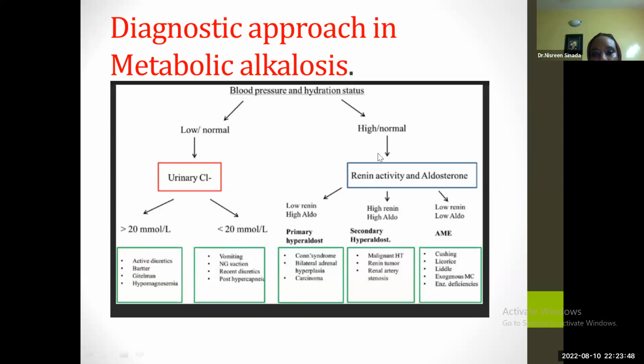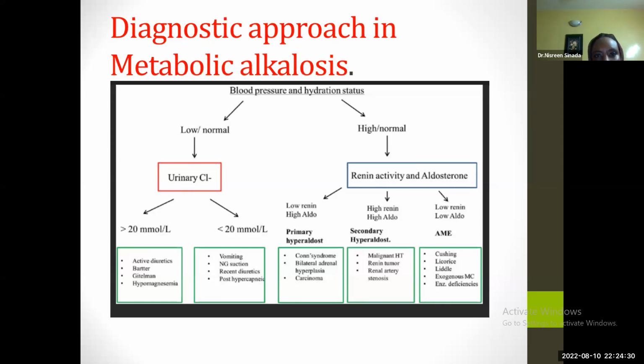And if the blood pressure is high, then at this time, if the renin activity is low and aldosterone is low, you think about apparent mineralocorticoid excess like Cushing, licorice excess, Liddle syndrome, exogenous mineralocorticoids, and enzyme deficiencies. Secondary hyperaldosteronism, the aldosterone is high and the renin is high. Then you think about malignant hypertension, renin-producing tumor, and renal artery stenosis. Low renin and high aldosterone, you think about primary hyperaldosteronism like Conn syndrome, bilateral adrenal hyperplasia, and carcinoma.